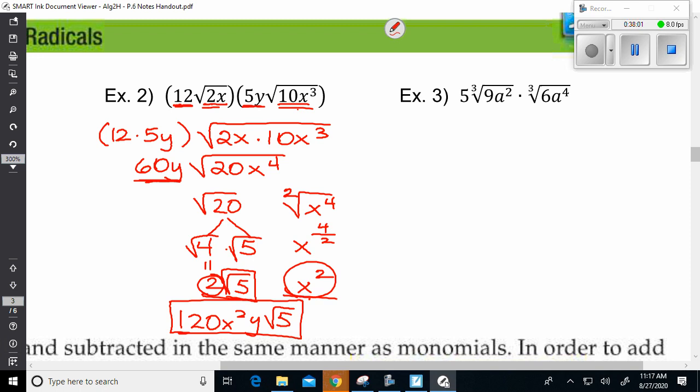Because 4 divided by 2 is 2, so it divided evenly, it wouldn't go back underneath the square root. It would be outside the square root. So since it's outside, it goes with the 60y and goes with the 2. Any other questions with example 2 before we move to 3?